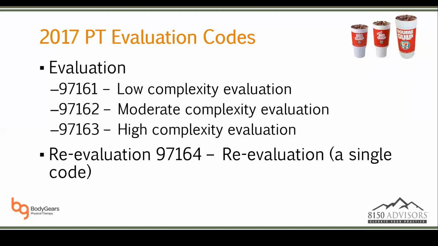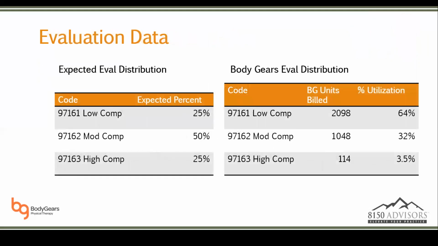So our 3 codes are 161, 162, 163 for evals, and then we have a re-eval code, which is 164. When the codes came out back in January and I started educating therapists on this, the expected distribution when the codes were published was that we would have about 25% low complexity evals, 50% moderate complexity, and 25% high complexity.